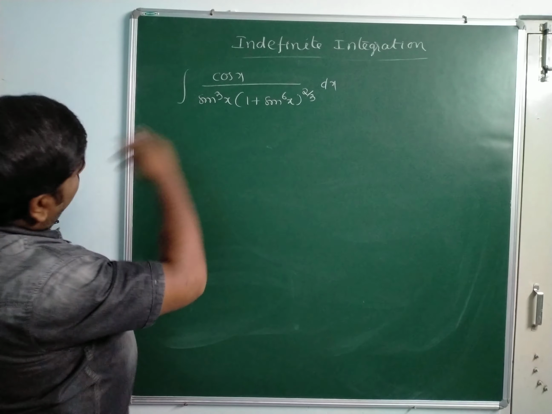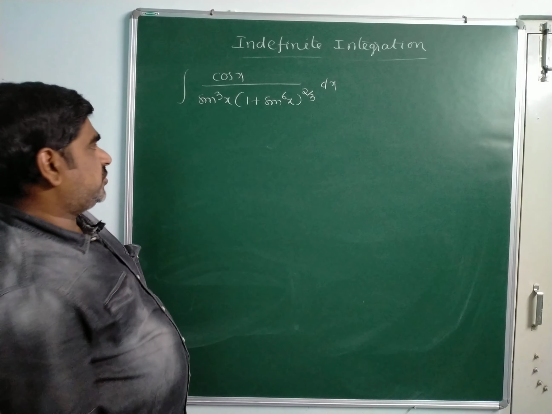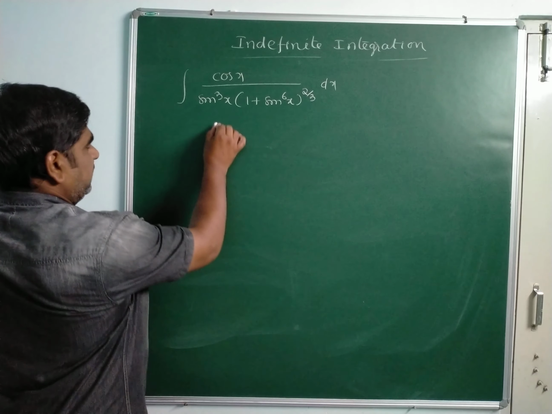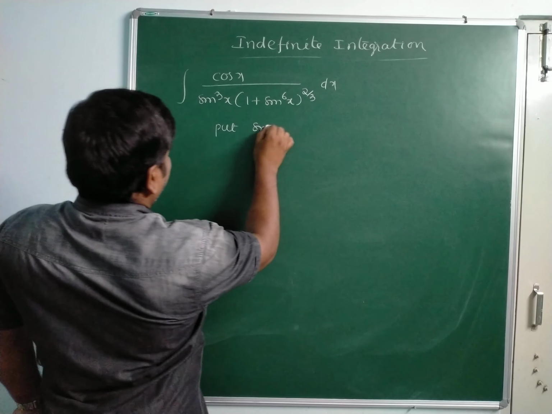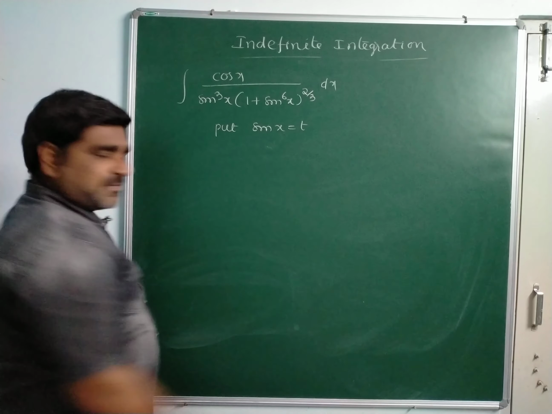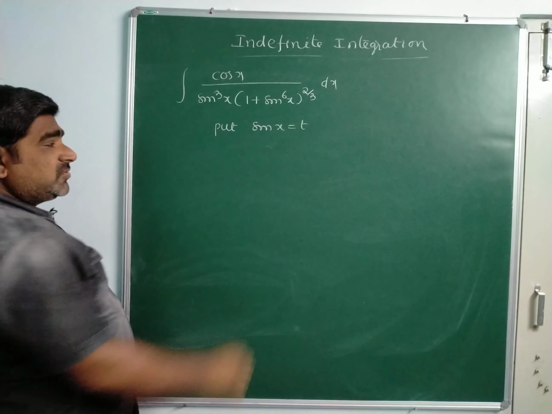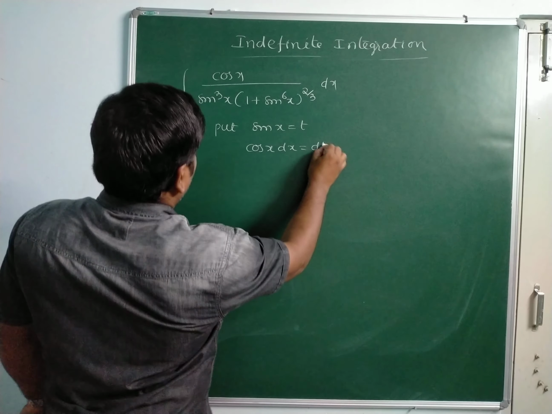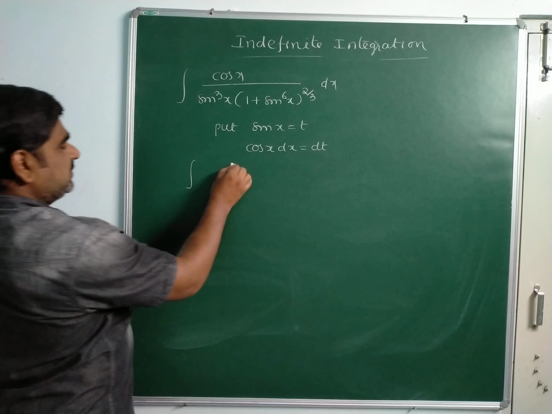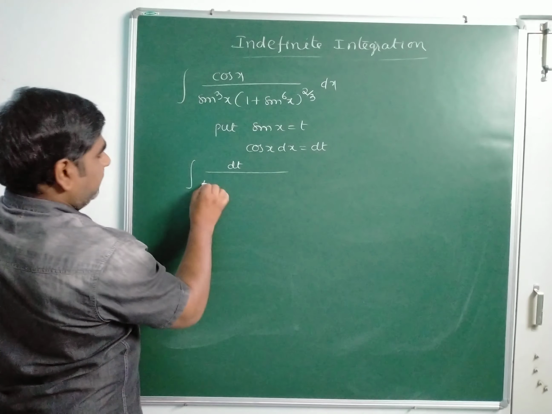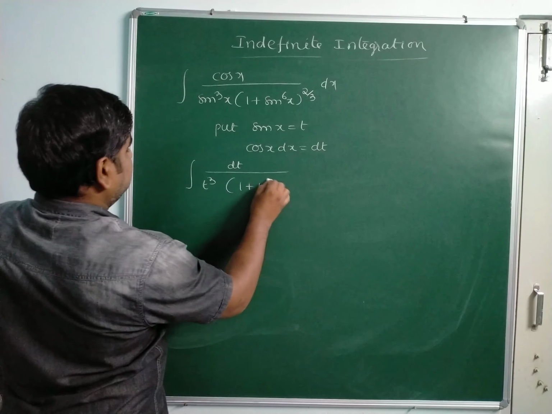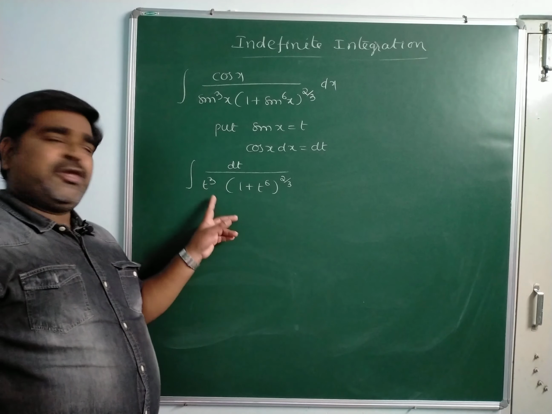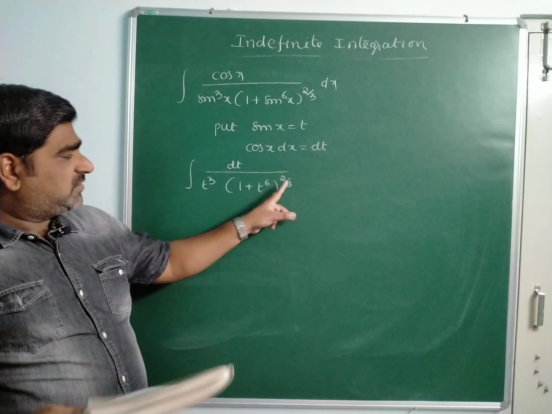Okay, so how do you approach this type of question? Cos x by sin cube x into (1 plus sin power 6x) whole to the power of 2 by 3 dx. See, put sin x equals t. I am going to take the substitution. What is the derivative of sin x? cos x dx equals dt. So this becomes dt by t cube into (1 plus t to the power of 6) whole to the power of 2 by 3.